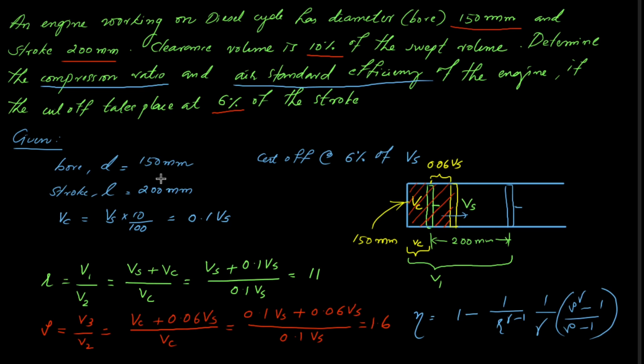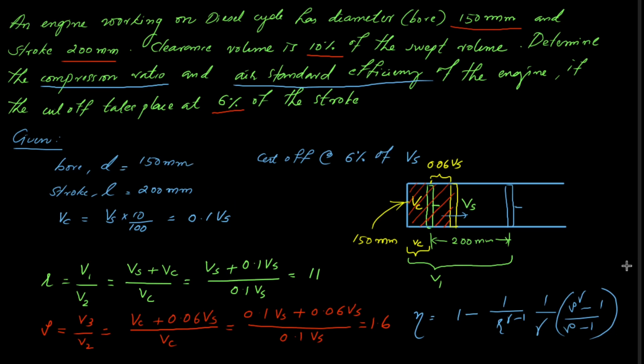In fact, you don't have to calculate here; the diameter and the stroke length are given, but we don't need that data. We can directly, from these two expressions, have Vs cancelled and obtain the compression ratio and cutoff ratio. So this data is actually redundant, we don't have to use that.